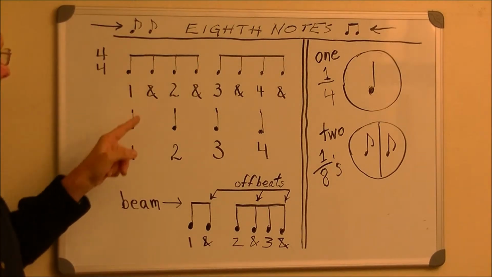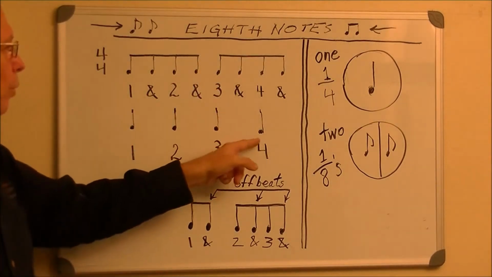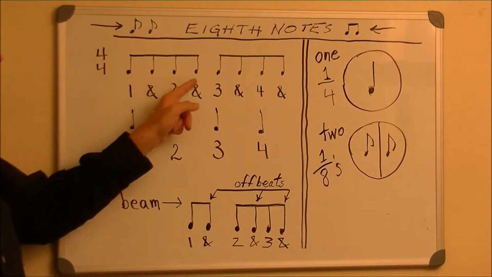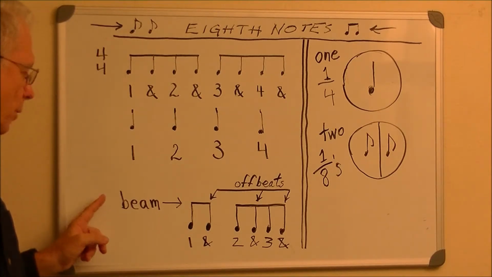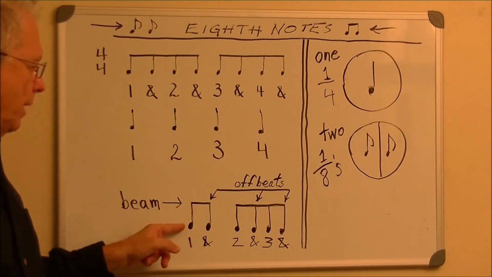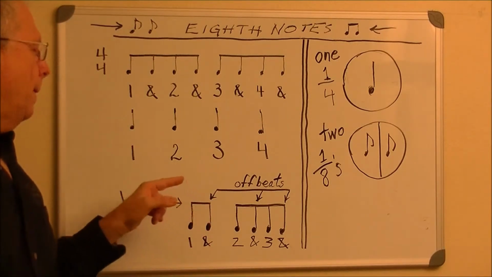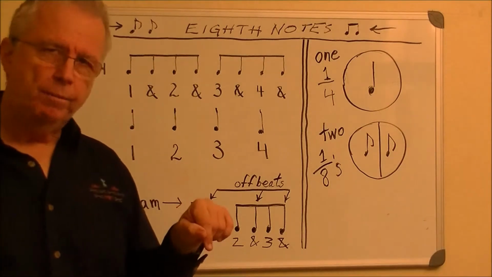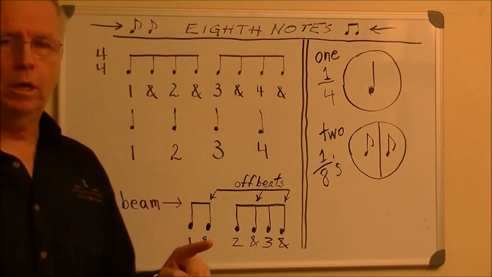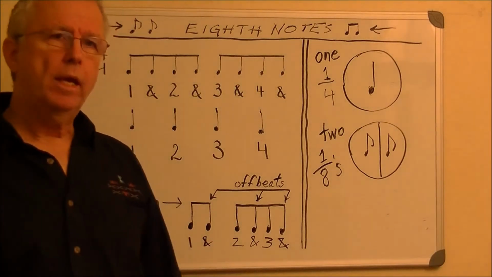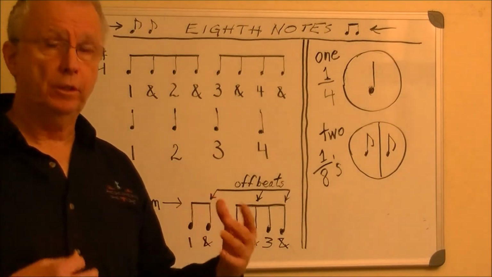1, 2, 3, 4. 1 and 2 and 3 and 4 and. Okay, and a reminder that the beam is the line across the top, and the rest of the notation should be perfectly familiar. The notes that come in between the beats, that is this note, this note, this note, and that note, are called offbeats. And I'll have more to say about those as we get into notating rhythms that include eighth notes.